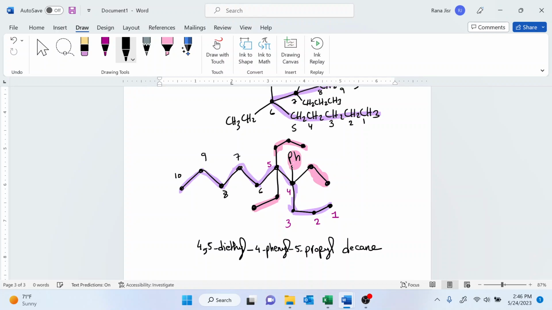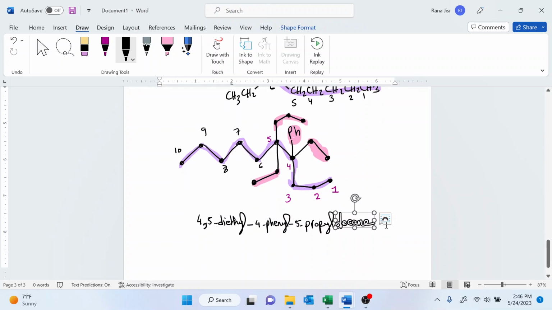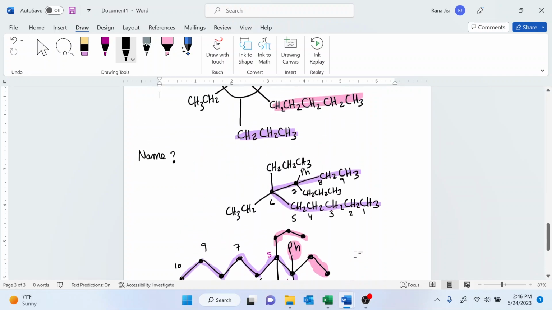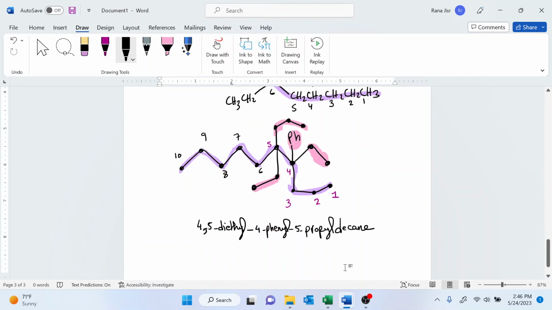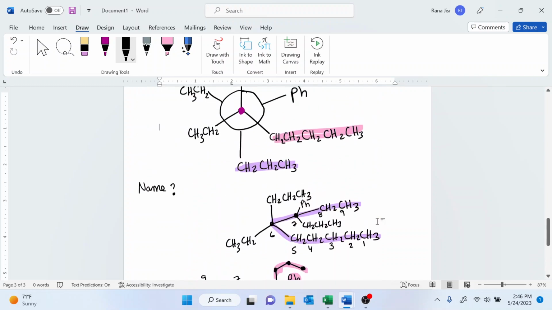Please don't forget the dash and the commas between the words, and this is going to be the name of this Newman projection.